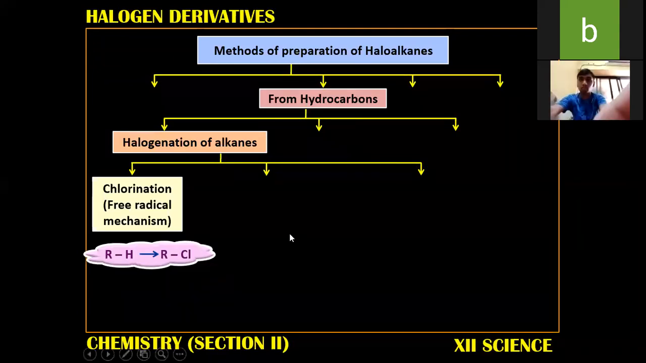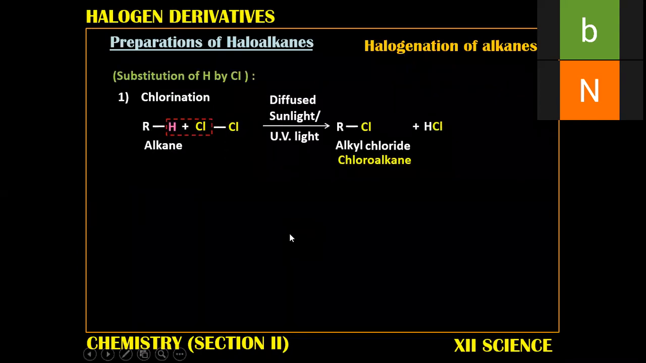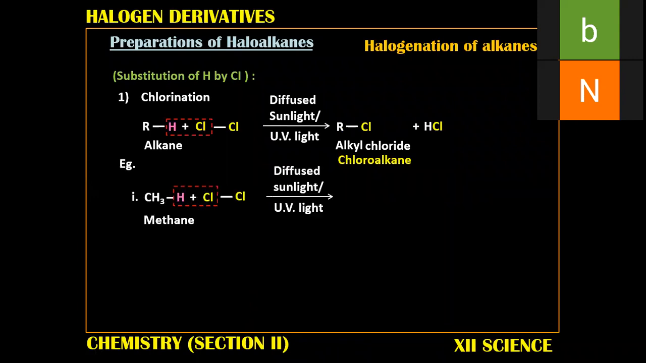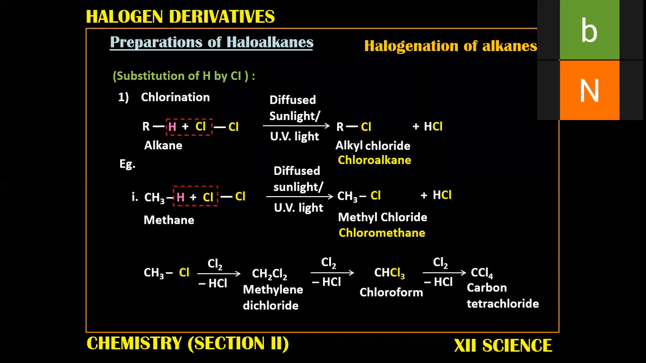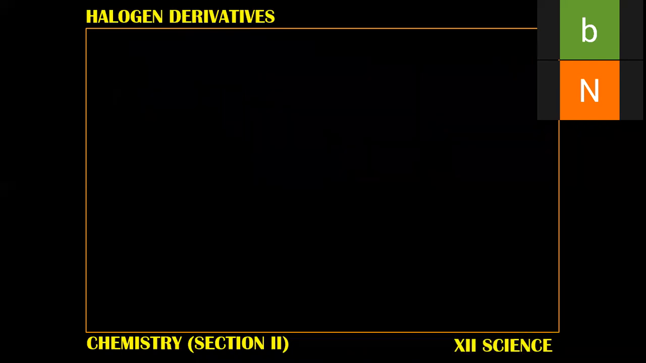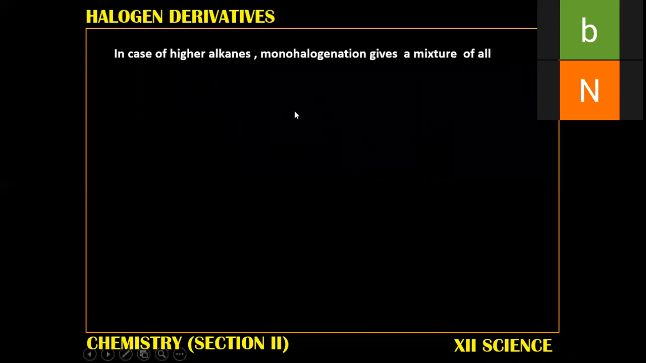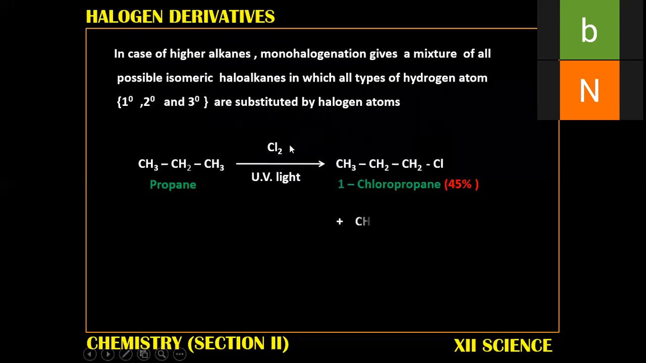Chlorination, as I told you, is a free radical mechanism. Chlorination of methane will give you methyl chloride, but the reaction does not stop at the first step. We get dichloro, trichloro, and tetrachloro substituted products also. But if you use methane in excess, then methyl chloride is the major product. In case of higher alkanes, we get a mixture of alkyl halides.